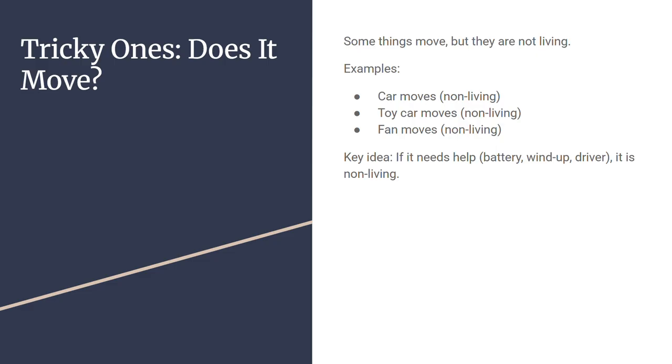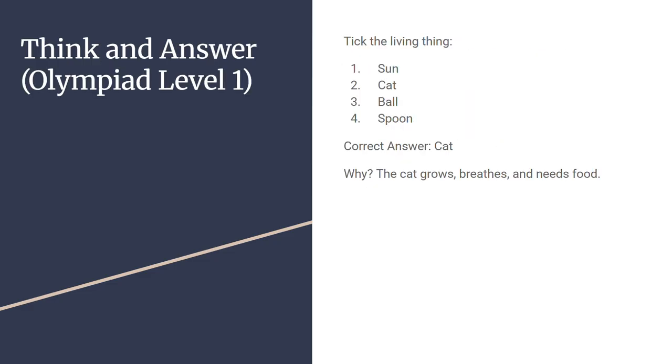Fan also moves, but it is a non-living thing. So these are things that move by the help of a man. So they are called non-living things. They cannot grow, they cannot breathe, they cannot reproduce. So they are non-living things.